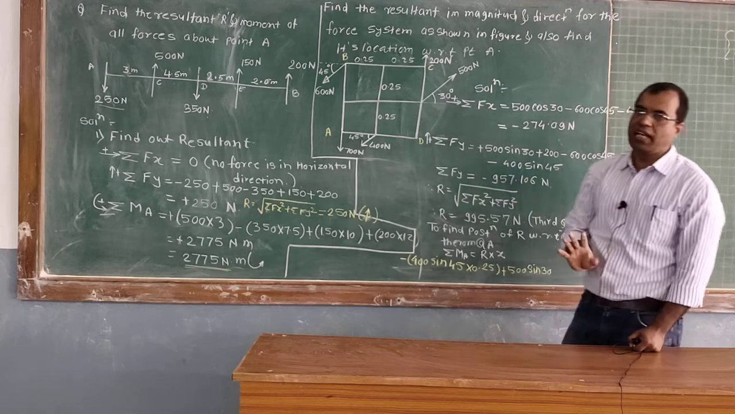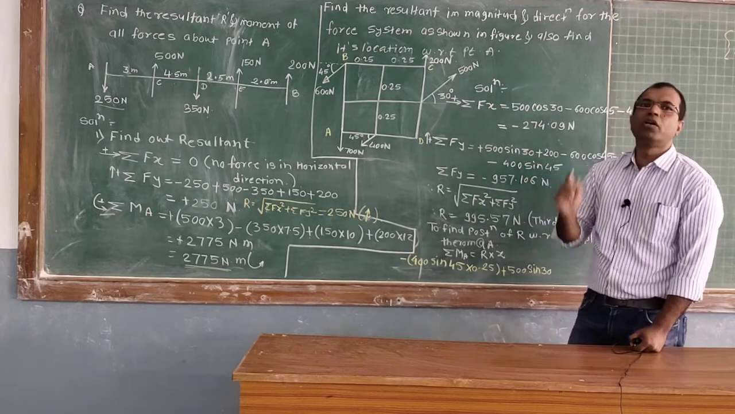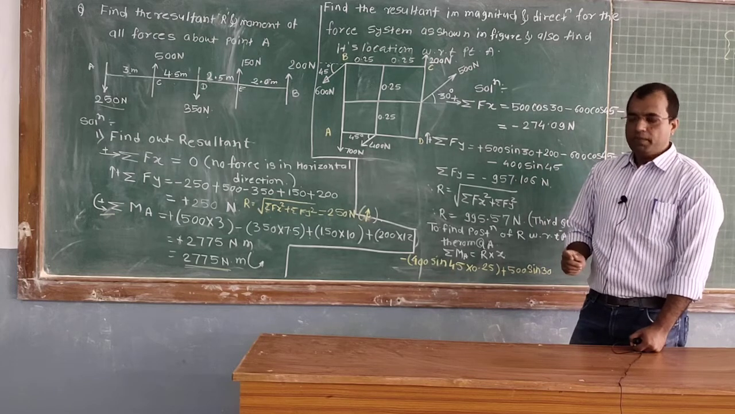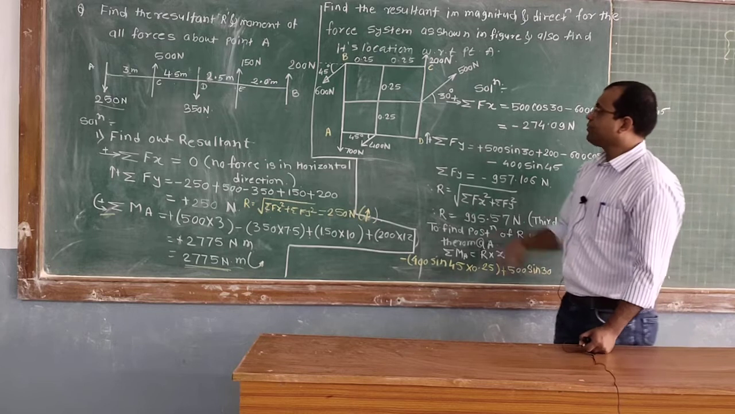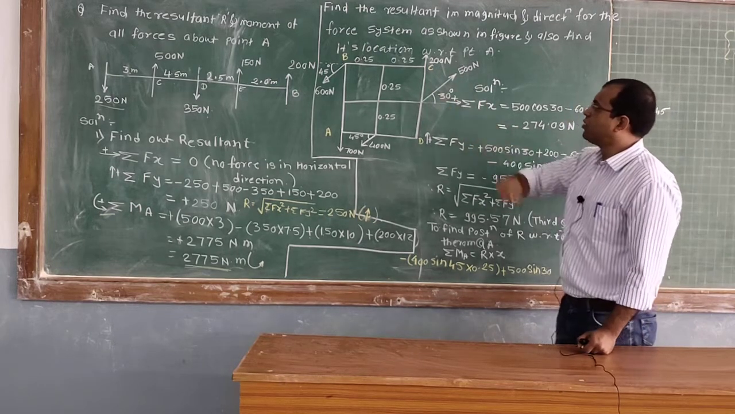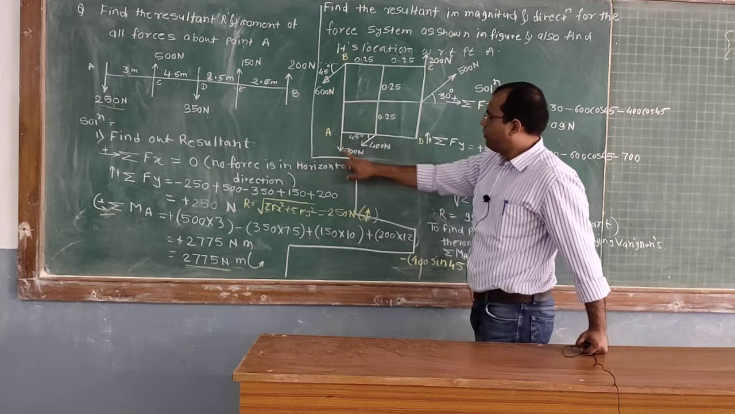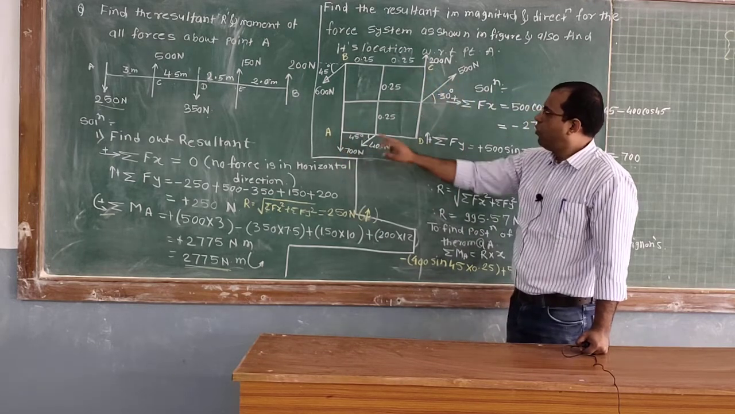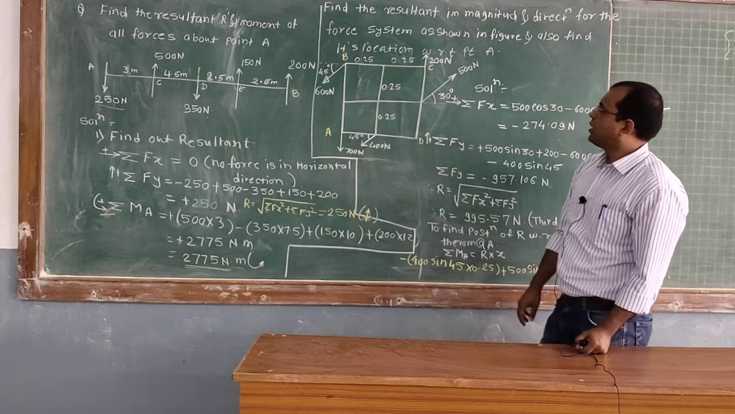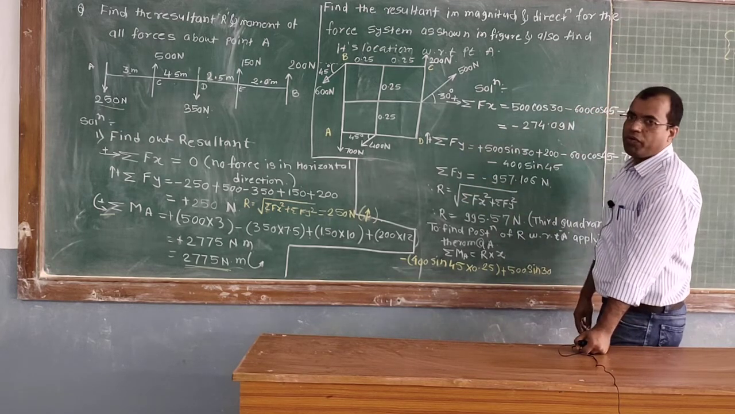Once location is asked, you must have to use the Varignon's theorem. In order to find out the location of resultant, we have to use the Varignon's theorem. Okay. So this is system of forces. How many forces are there? 200, 600, 750, 400, and 500. 1, 2, 3, 4, 5 forces are there. So these 5 forces are there. So first we have to find out the resultant.